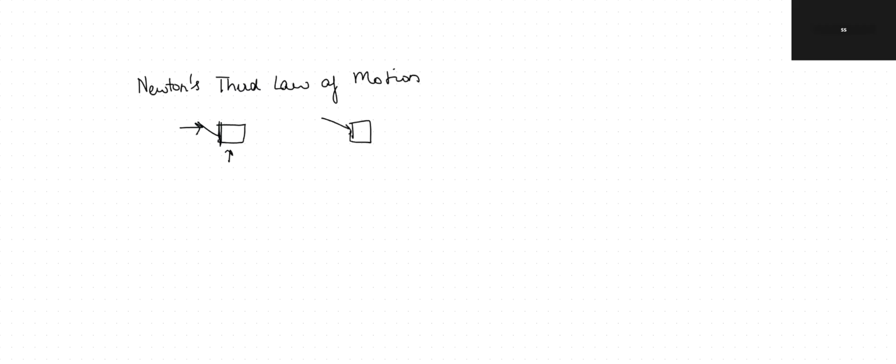So whenever one object, like our hand, exerts a force on the second object like a wagon or trolley, then the second object also exerts an equal force in the opposite direction. The second object always exerts an equal force in the opposite direction on the first object.